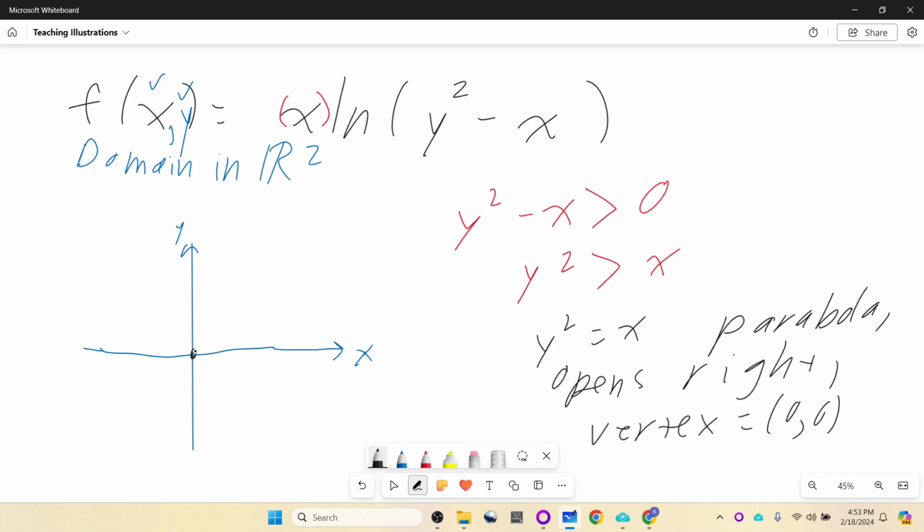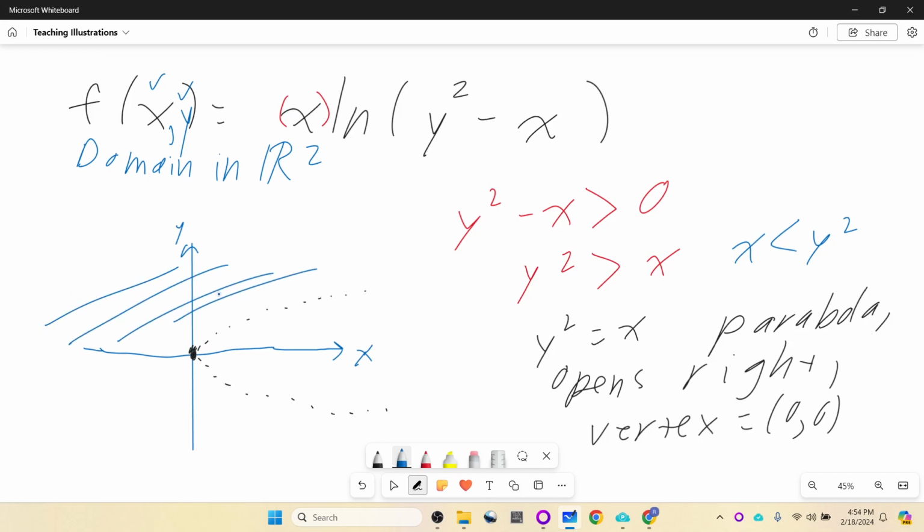So let's put the vertex there. Now, since it does not say equal here, it just says greater, we do a dotted curve instead of a solid one. And then we ask, which side do we go on? Now this can be written as x is less than y squared. See, when it says y squared is greater, I don't think thinking up and down is good here, because parts of this are above the parabola, but parts of it are below. But this way it says x is less than y squared. X is less means left. So we'll shade to the left.